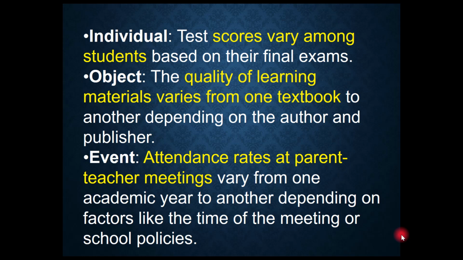In the educational sector, the test score of the students is our variable that varies from one student to another student. Similarly, for the object, the quality of learning material varies from one textbook to another depending upon the author and the publisher. And for the event as a variable, the attendance rate at a parent-teacher meeting varies from one academic year to another depending on factors like the time of the meeting or the school policies. So these are some different examples regarding the individual or object or event in three different fields. There are a number of other examples that may be considered from your own field.